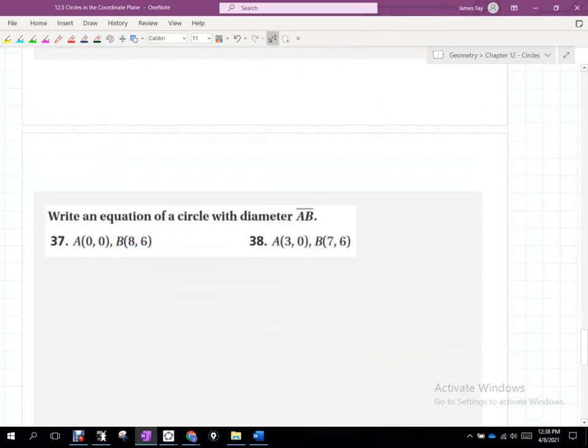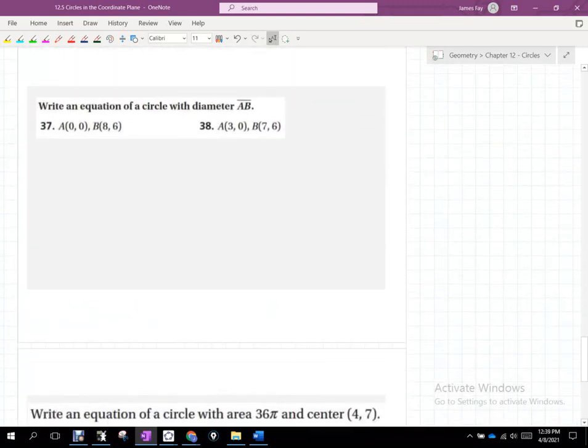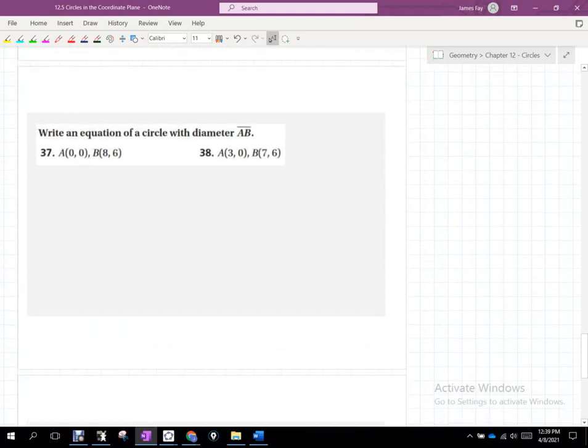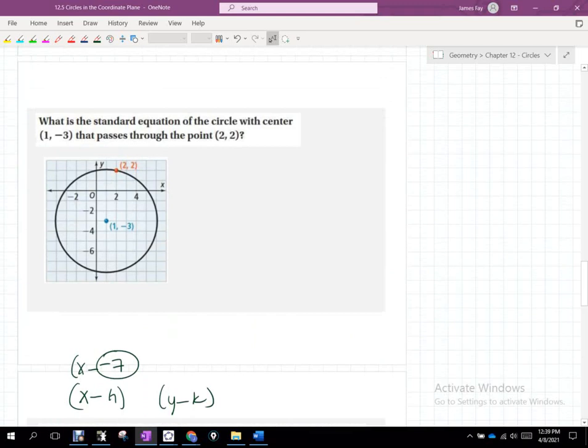Tomorrow we'll spend some time working these more difficult type questions where they give you everything you need. They give you endpoints of a diameter, which isn't directly the radius, isn't directly the center, but from that information you can find the radius, you can find the center, and then plug that stuff into that formula or that equation. So we'll do that tomorrow. Do a couple of these questions up here that we skipped over as well tomorrow.